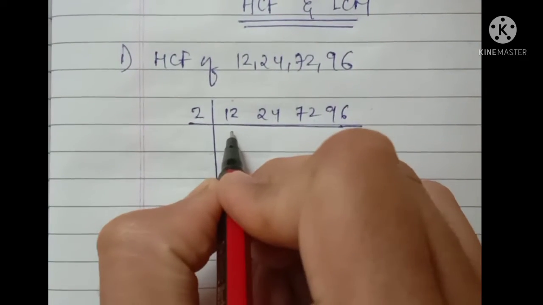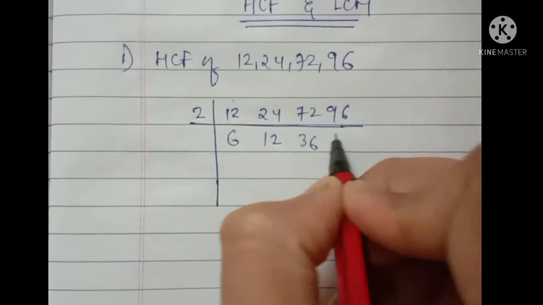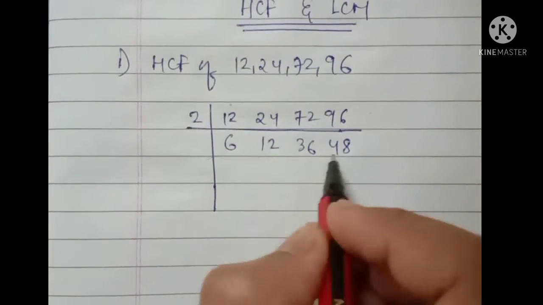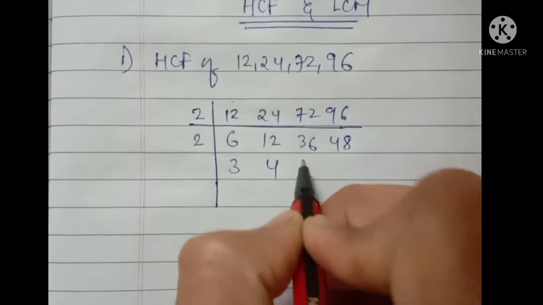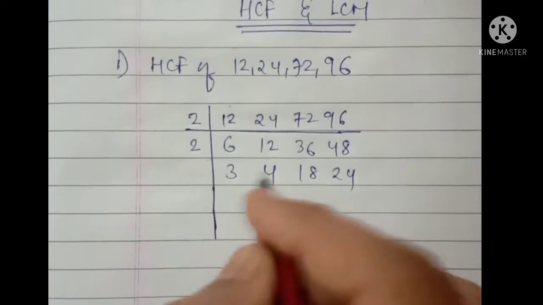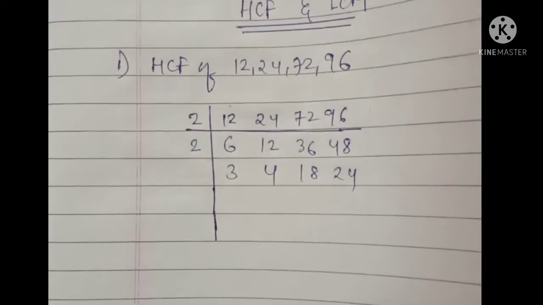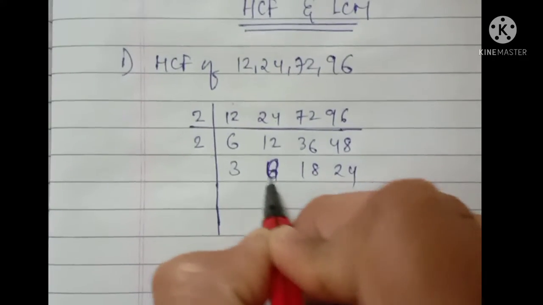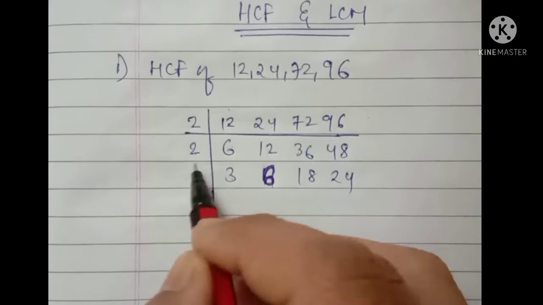So 3, 6, 12, and that is 36 and that is 48. Clear? Again I can choose 2 because all are even and divisible by 2. So this is 3, 4, 18, 24. Now there is a possibility that 2 is not there, because 3 is there, right? So you need to check whether anything else is going or not. I think 6 will come here. 2 3s are 6, 2 6s are 12, 2 18s are 36 and 48.